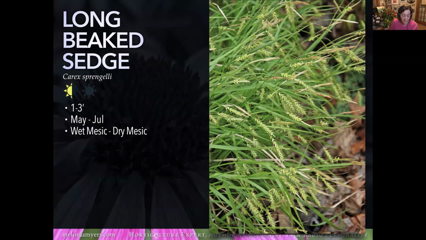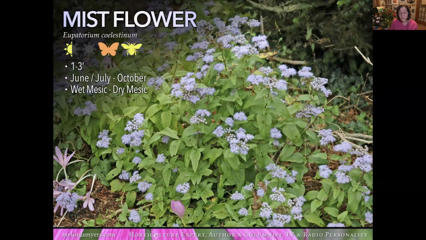Long-beaked sedge is another good one. And that's a great one that's got nice texture, part to full shade. So this is another good one. It's a little bit on the taller side, wet to dry soil conditions. So this is another one that will be very adaptable that can be used in a wide range of areas of your rain garden.